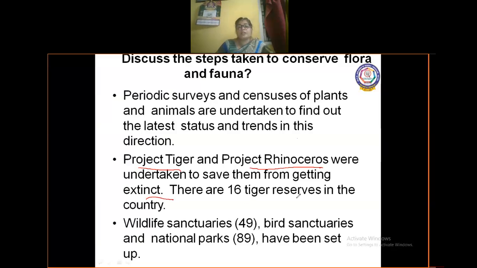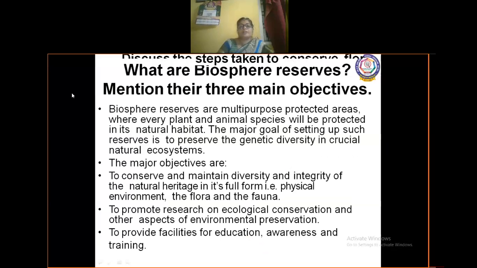So there are 16 tiger reserves that are protected by the government. And wildlife sanctuaries are 49, and bird sanctuaries and national parks about 89 have been set up in order to conserve this kind of wildlife. So what are biosphere reserves? Biosphere reserves are places where wild animals, vegetation and human beings survive, all in contact with the physical spheres that help them to survive.